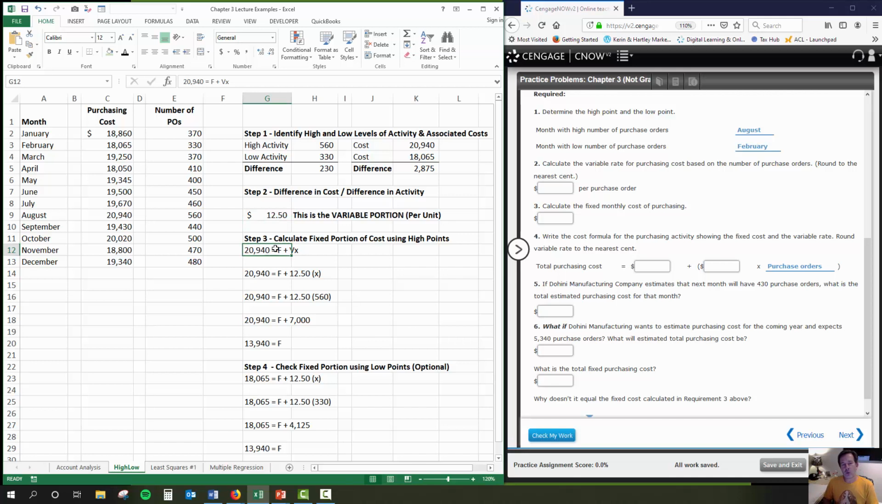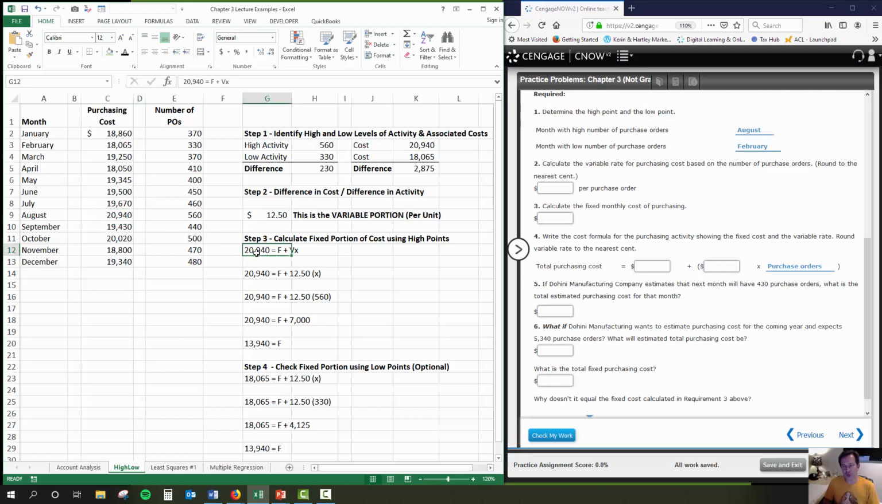So with the variable part pinned down, now what we've got to do is figure out what portion is going to be fixed. So we've got to do a little bit of an equation here, but it's not that bad. Just bear with me. Step 3, we've got to calculate the fixed portion of the cost, and we're going to do that using the high points. My high points were 560 for activity level, and 20,940 for the cost. So if my total cost is 20,940, there we have it right there. That's where it came from.